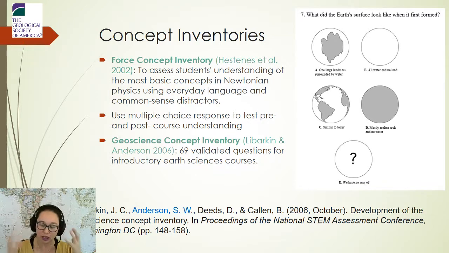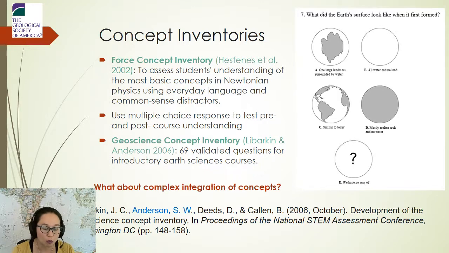And so this is really asking students to think carefully about what they know in their responses, but it's still a multiple choice assessment, so it's possible that students could guess the right answer and we wouldn't know. So what about complex integration of concepts? I teach an Introductory to Environmental Studies course, and I'm in a sustainability and geography program, and so we're really interested about how students put together pieces of information. So not just one concept, but multiple concepts together.